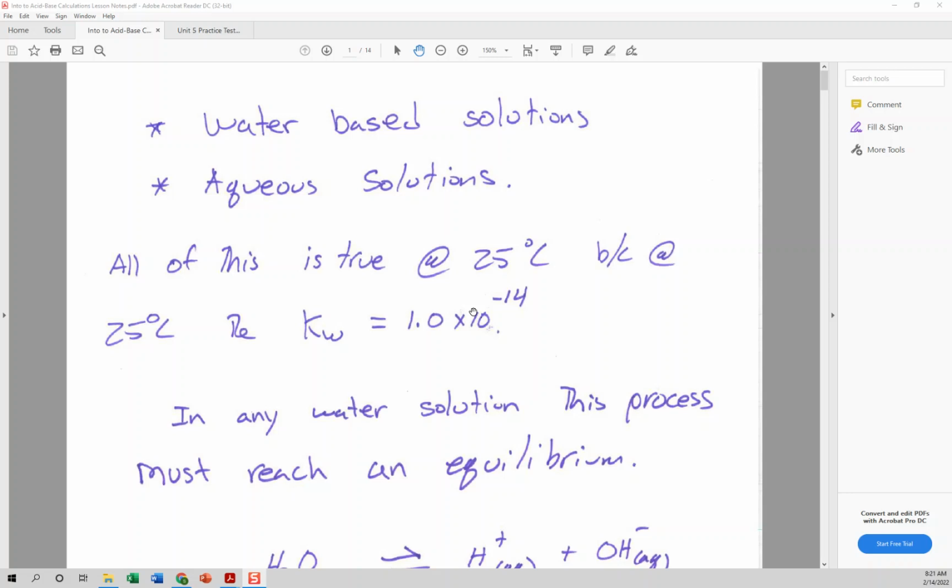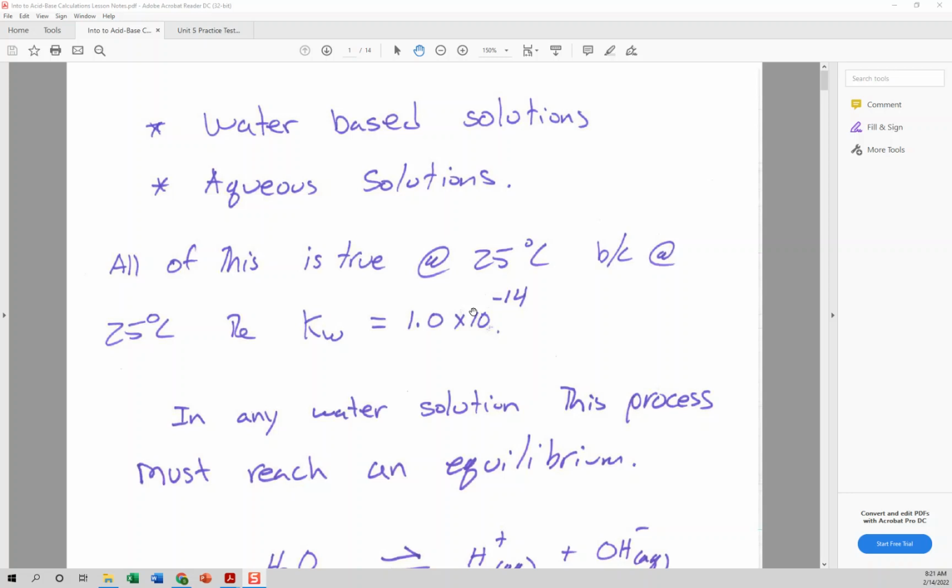We're always assuming 25 degrees Celsius. Now, we should understand that Kw changes as temperature changes, and we should know what the change is, meaning Kw is an endothermic reaction, so Kw is going to increase as temperature increases. And what does that do to pH? We should kind of understand that, which we'll talk about another time, okay?